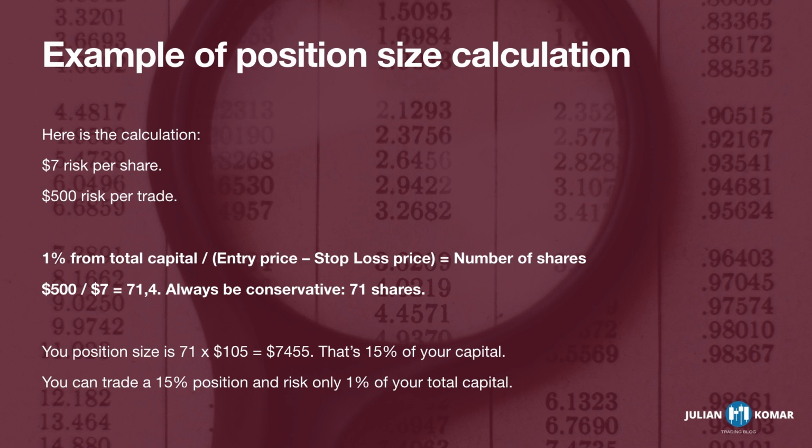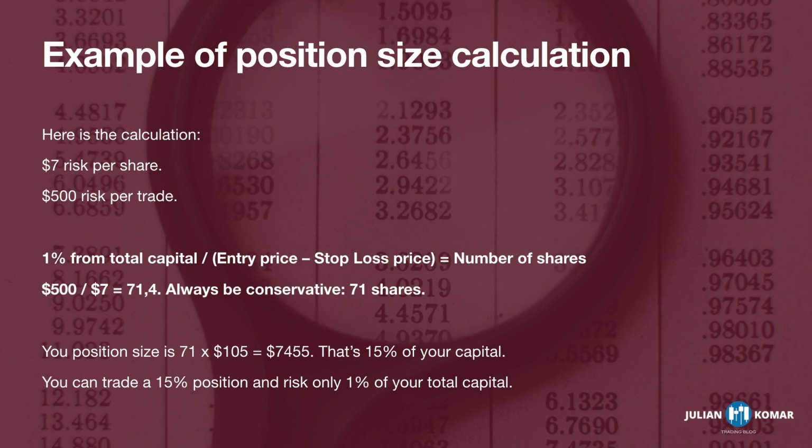Of course, so here's the calculation. You have $7 risk per share, you have 500 US dollars risk per trade, so the 1% from the total capital. And now you do the math, and you can see 500 US dollars divided by 7 is 71.4. And again, you want to be conservative. Now you take only a position of 71 shares. So be conservative. This is an important recommendation from myself. Always be conservative when it comes to risk management. So in that case, you trade only 71 shares.